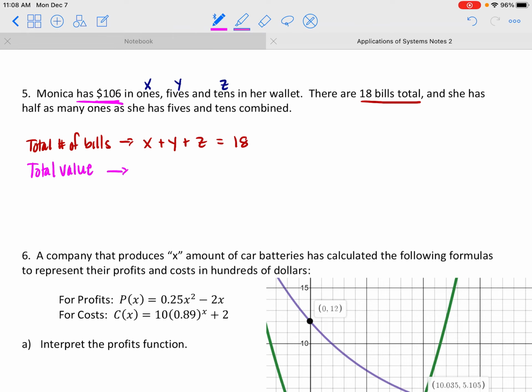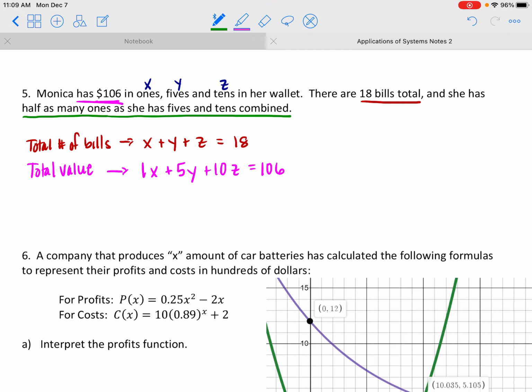Okay, so it's $1 for every x, plus it's $5 for every y, plus it's $10 for every z, to make a total of $106. Okay. And then the last one, and it should make sense that there has to be another equation here, right? If we have 3 variables, we have to have 3 equations. So the last one is going to come from this last statement. She has half as many ones as she has fives and tens combined.